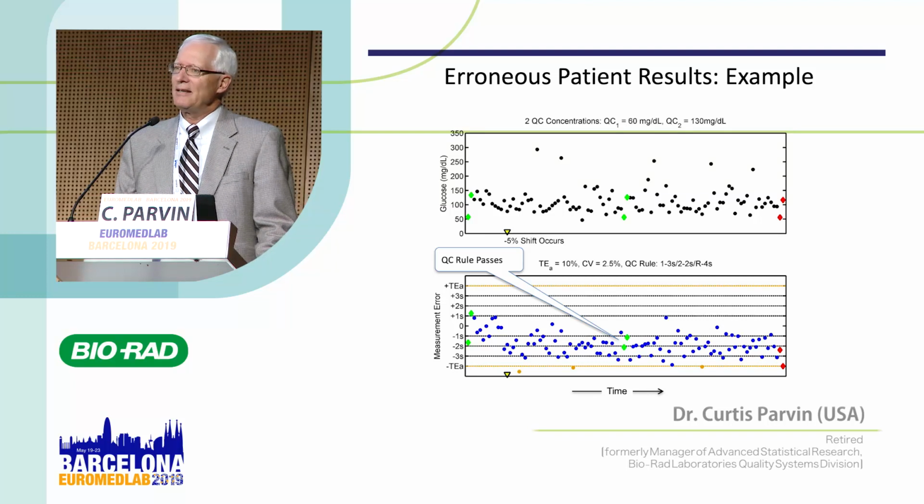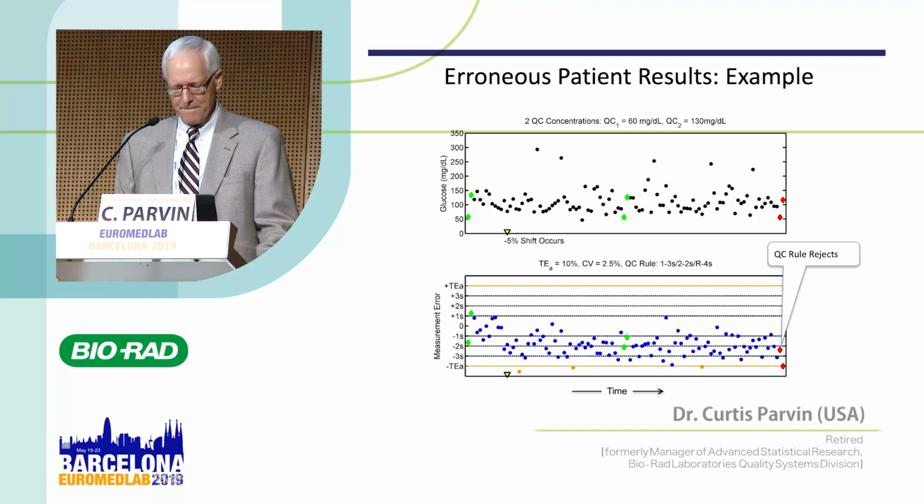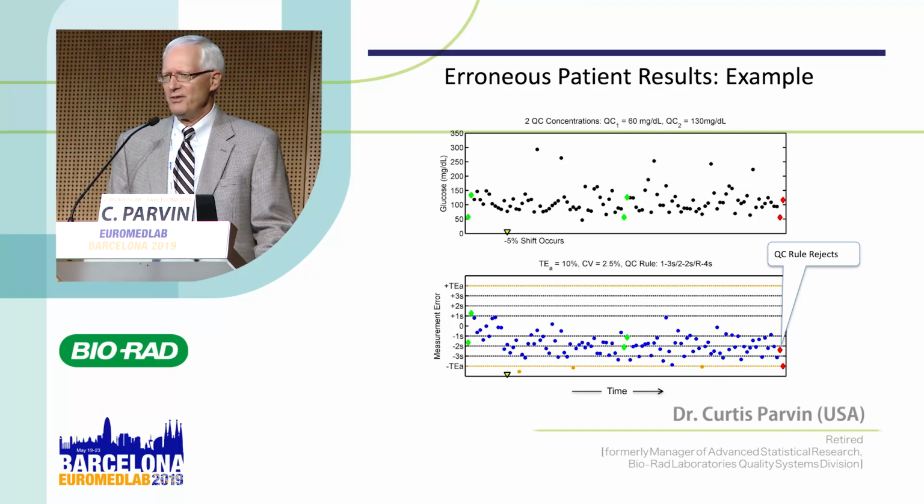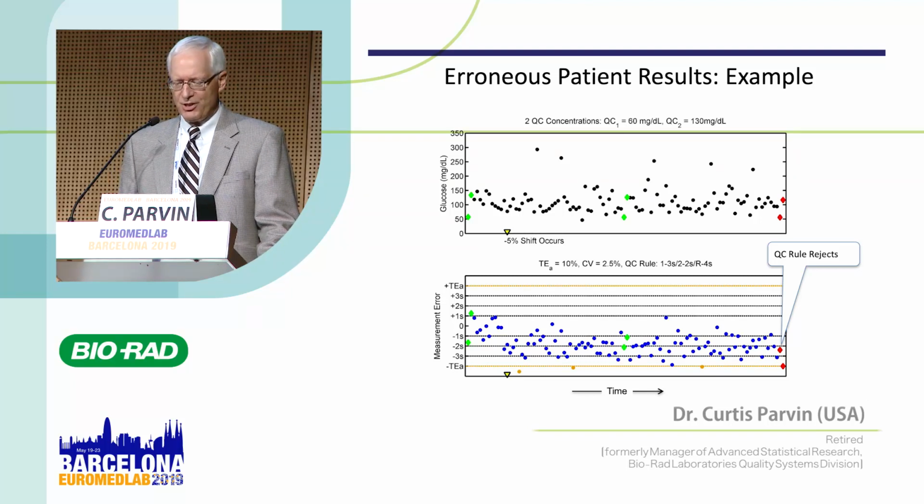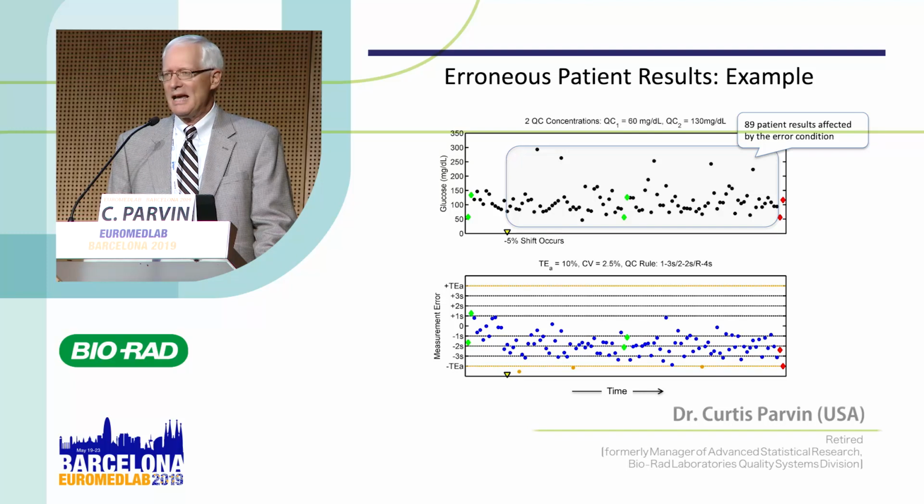Now, at the next set of QCs that are tested after this out-of-control condition occurred, we get two results that don't fail our quality control rule. So from our perspective in the laboratory, everything looks okay. So we continue to produce results and report them. At the next QC event, we get a rule rejection. Both of those results are more than 2 standard deviations below their target value. So in this particular case, there were 89 patient results that were affected by that out-of-control condition. All 89 of those are 5% lower than they otherwise would have been if that out-of-control condition hadn't occurred.